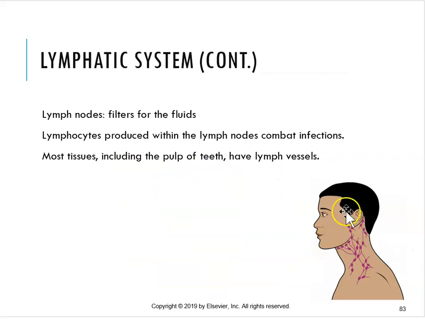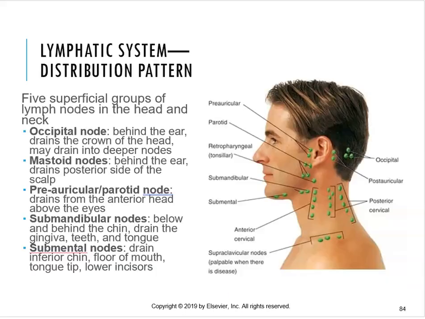So we have lymph nodes, which are those blobs that you see, and they filter the fluid. Anything bad, it'll take out. In the head and neck, we have many different lymph nodes. We have the occipital lymph nodes, and if you think of the occipital bone at the back, it's behind the ear, at the bottom of the head.